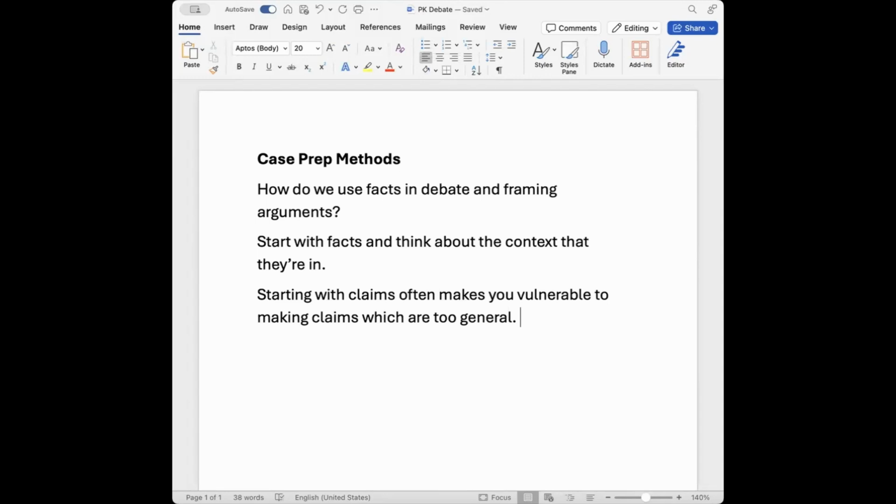They've already judged your argument before you finish making it, because again, it's starting from a fairly generic premise. So I would really underline this. I think it's really important when you get into case prep to ask, what are facts about the world that I can think of where this argument is relevant?